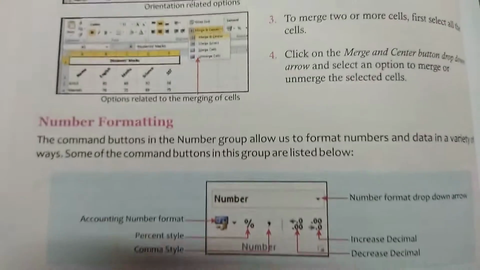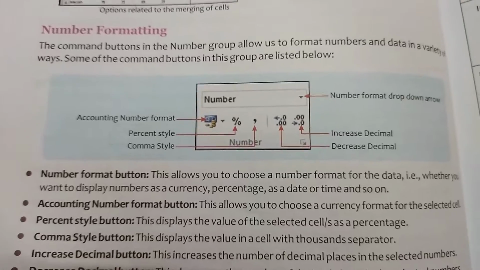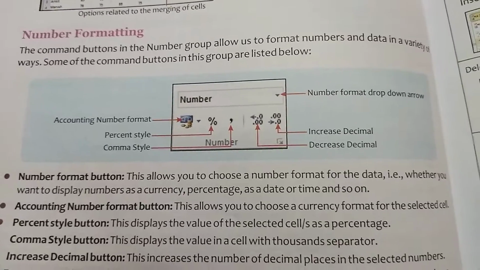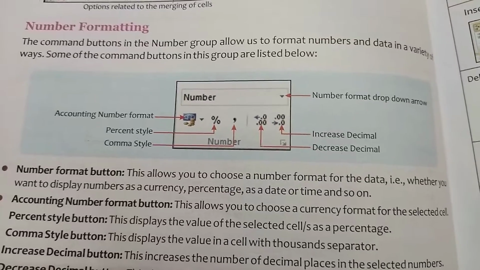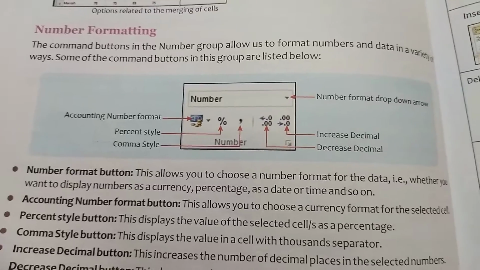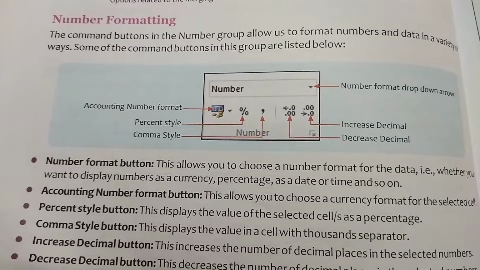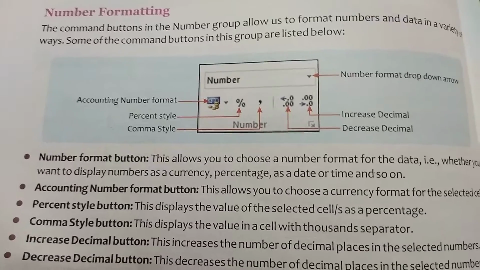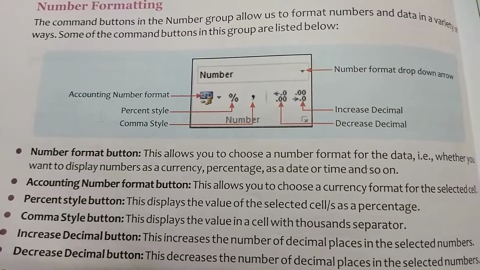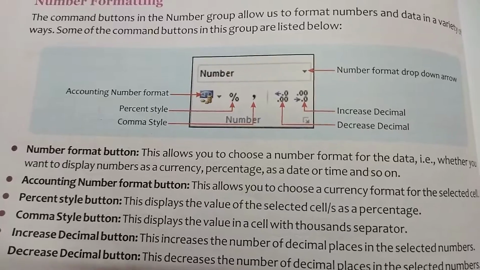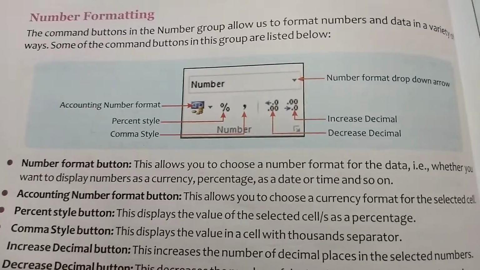Now next, number formatting. Students, the command buttons in the number group allow us to format numbers and data in a variety of ways. Some of the command buttons in this group are listed below: accounting number format, percentage style, comma style, number format drop down arrow, increase decimal, and decrease decimal. All these options are available in number formatting.